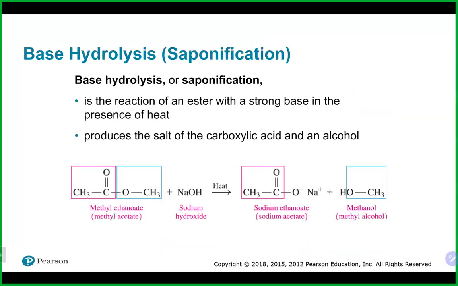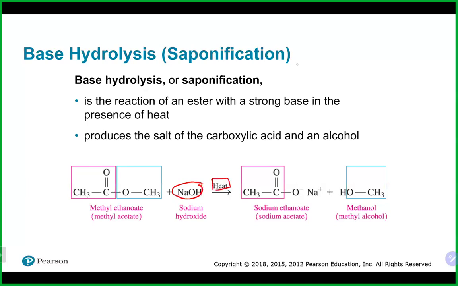Now, the base hydrolysis is a little different. So if you take an ester and you react it with a strong base, you get a saponification reaction, which is a fancy way of saying you just made soap, basically. And it does work similar to the one we just saw. This is going to be base hydrolysis because we are using a strong base. You still have a little bit of heat as well.